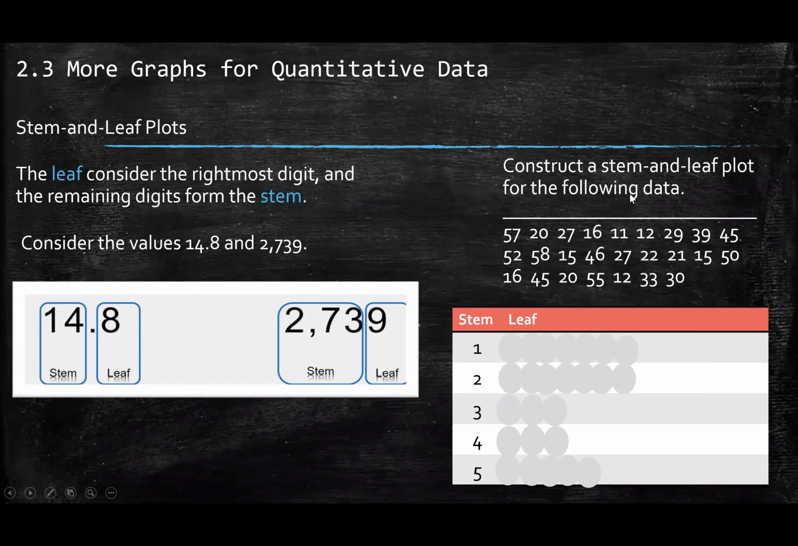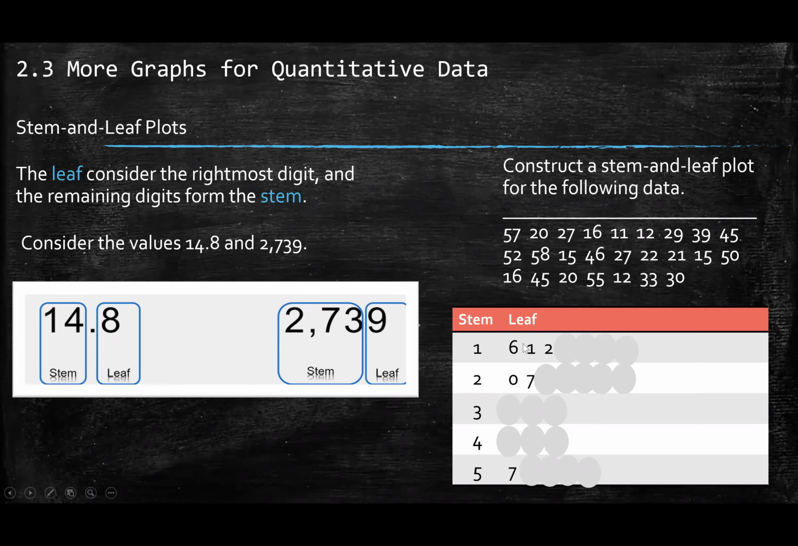And how do you construct your stem and leaf plot? All you do is go to each individual data point. The first data I have is 57. You go to the 5 and you write a 7. The next data is 20, you go to the 2, you write a 0. The next is 27, you go to the 2, you write a 7. Next is 16, you go to the 1, you write a 6. Likewise 11, you go to the 1, you write a 1. And 12, you go to the 1, you write a 2.